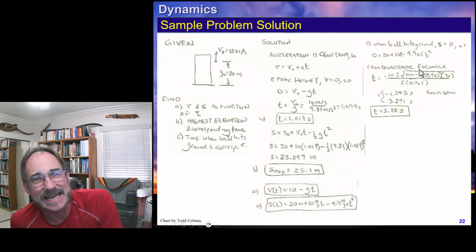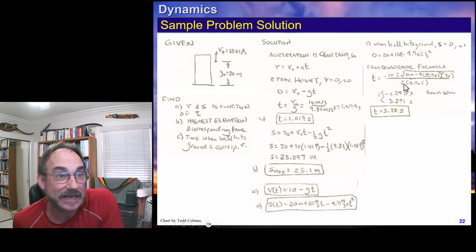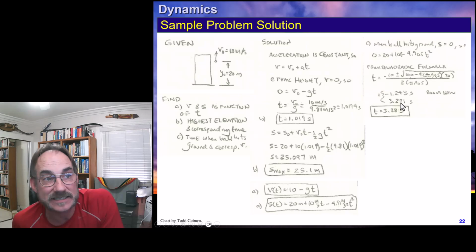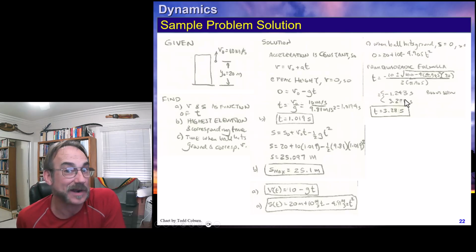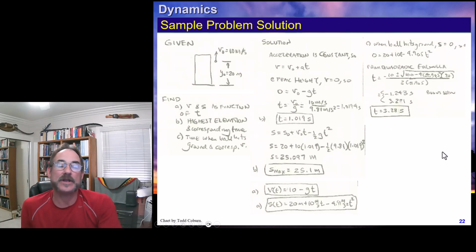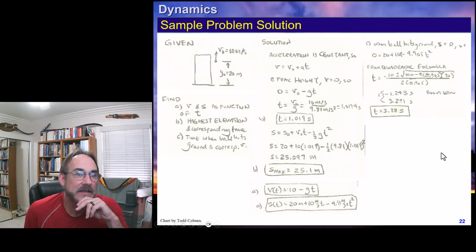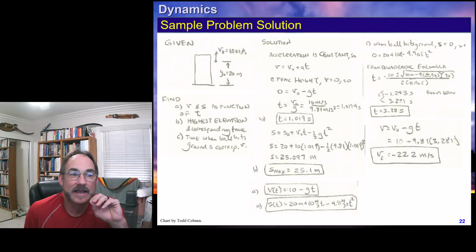We can solve this with the quadratic equation. We get 2 solutions, one of which is meaningless and the other one makes sense. You can't go back in time. Surprise, surprise. So at 3.28 seconds, we're going to get impact. We already know the position. If we don't know the velocity at that point, we can just plug that into our velocity equation and we get the velocity. Notice the velocity at final is negative because it's acting downward. Initially it was going upwards, now it's going in the other direction.